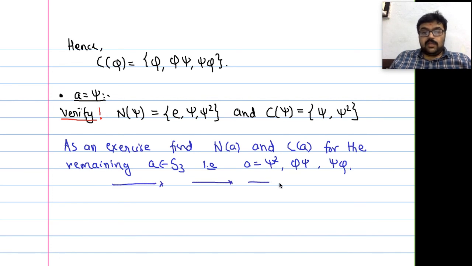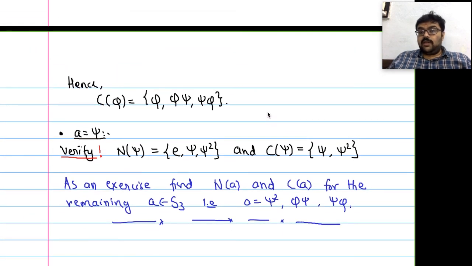And as you can see here also, N psi has 3 elements, and C psi has 2 elements. 6 divided by 3, so that is 2. So if you find normalizer of psi and you find 3 elements, you know that there are going to be 6 by 3, that is 2 elements, which are conjugates of psi.